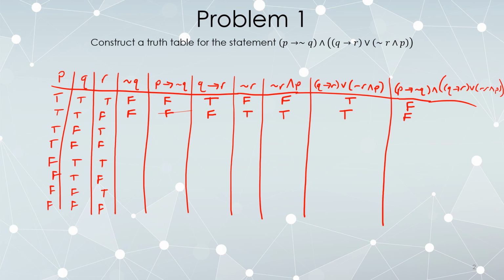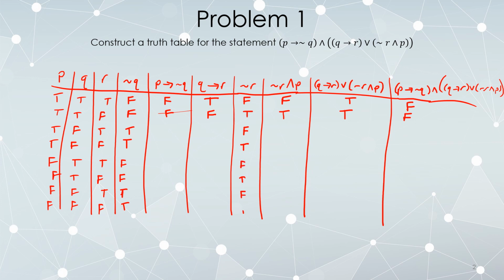Okay, we're going to start going a little bit quicker through this. For example, I'm just going to go ahead and fill out not Q all at once. So since Q is false, not Q is true, but when Q is true, not Q is false. We're just switching the value of Q. Similarly, over here in R, we just switch the value of R.